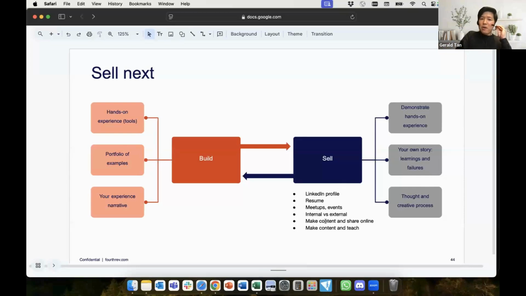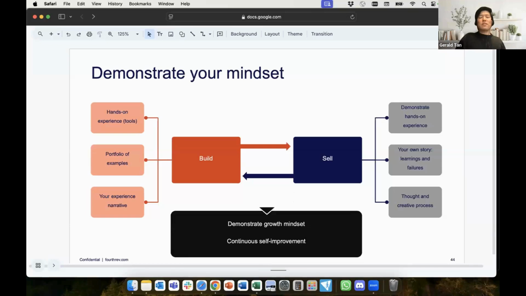And if you can, make content and share it online. Be a micro influencer, go on YouTube. For those who don't dare, you make content and teach. And it doesn't matter anyway, as long as you are out there sharing. And all of this ultimately will also help you because you demonstrate your mindset, a growth mindset, and a continuous self-improvement mindset.